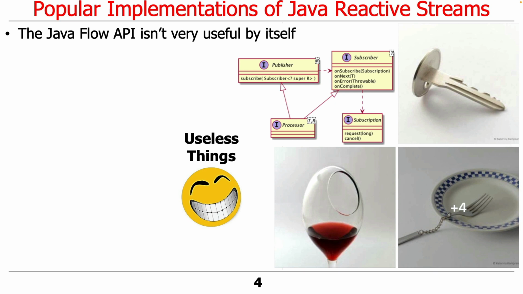And I was looking around for a meme that summarized useless things. So here's a good example of a useless thing, a key that has a flat end. Not very useful because you put it in the lock, you can't turn the key. A fork that has a chain on the handle. You have to grab the fork and eat it that way. A wine glass that when you drink dribbles the wine down the front of your shirt or your dress or whatever you're wearing, right? Not very useful either. And the Java Flow API. So we put that up there with a set of useless things.